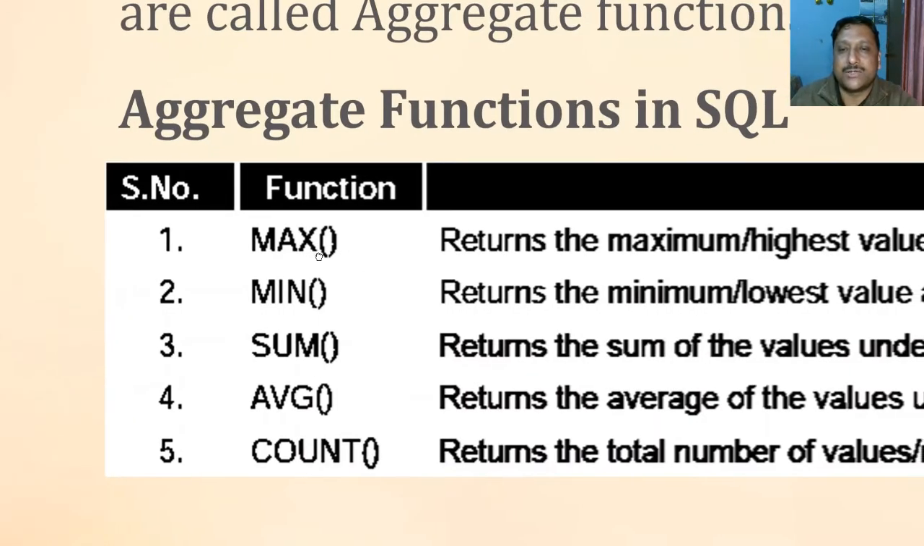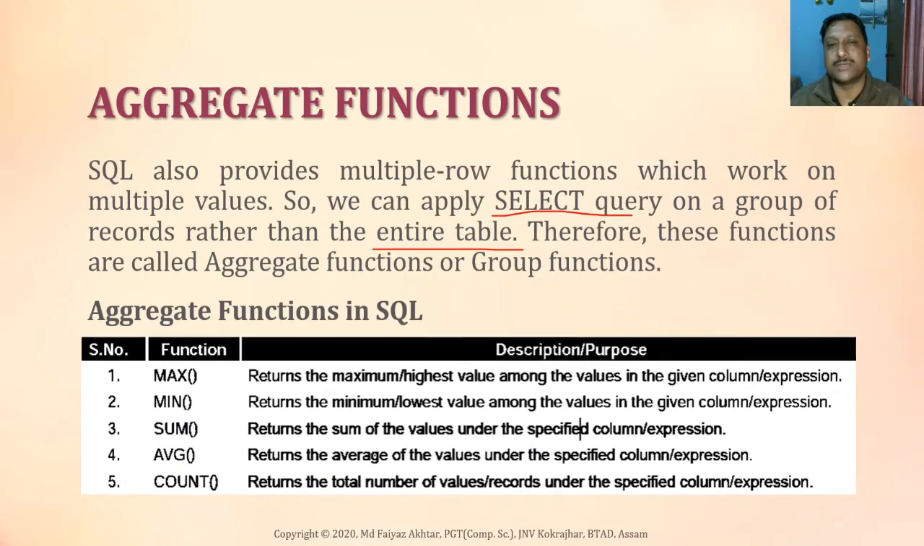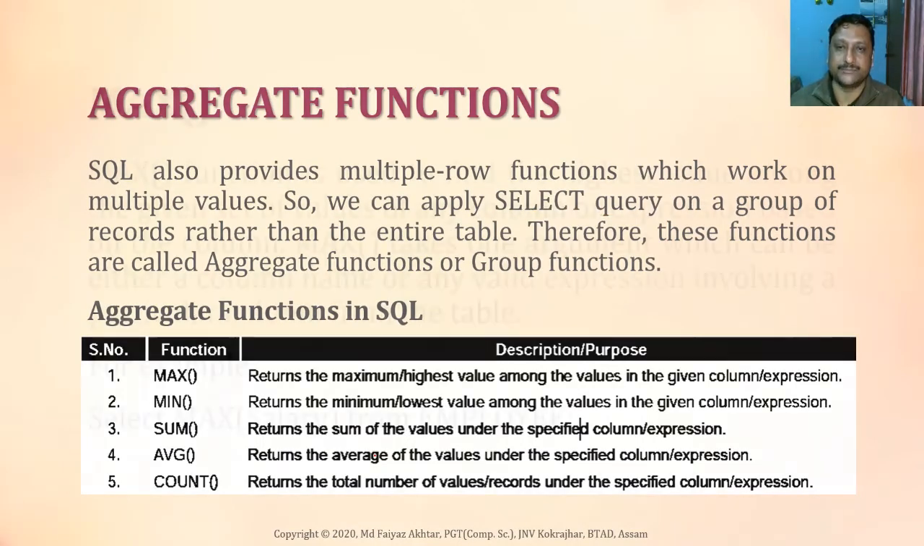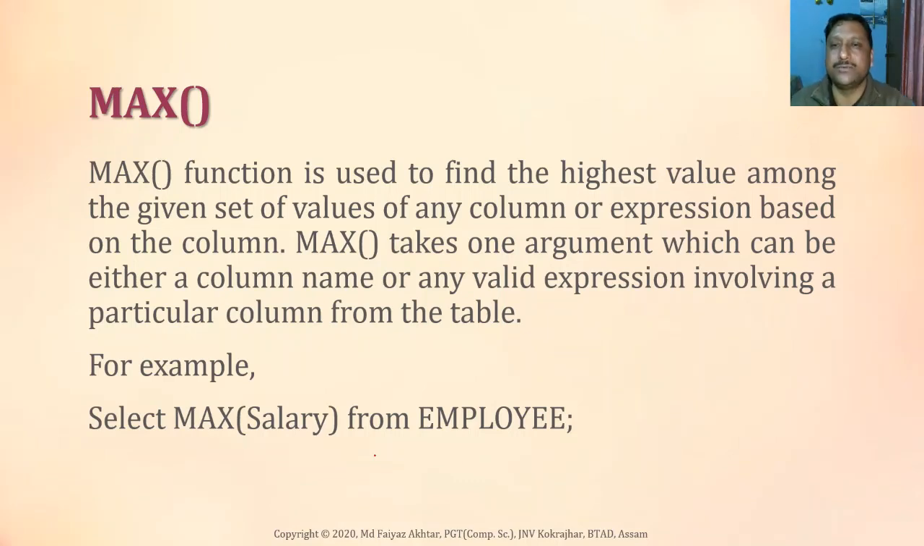So the max function, as the name suggests, returns the largest value among the list. And the minimum function, the smallest value. The sum will add all the values and make a total. And average will find the average of the values. And then count will only count how many rows there are, how many data there are. Okay, one by one we are going to see all the examples.